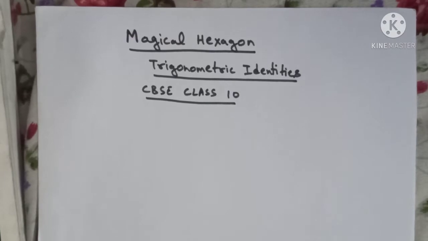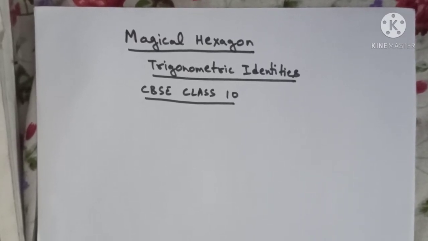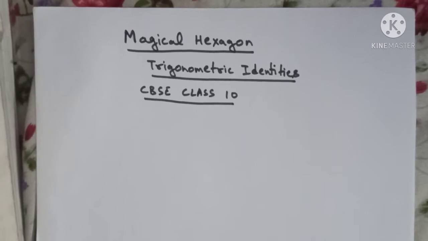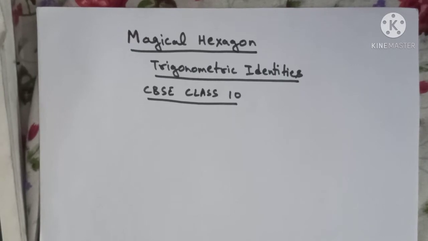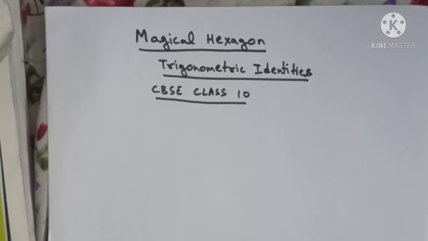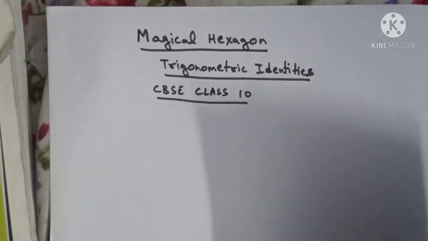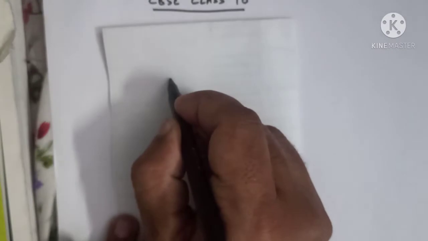Yes, 40 trigonometric identities means almost all the trigonometric formulas can be learned or remembered. You don't have to memorize any formula if you know this trigonometric hexagon, the magical hexagon. That is why I am calling it a magical hexagon. So first of all, let me tell you how you will draw this magical hexagon, and then we'll discuss the different sets of formulas. For drawing it, we simply draw a hexagon.